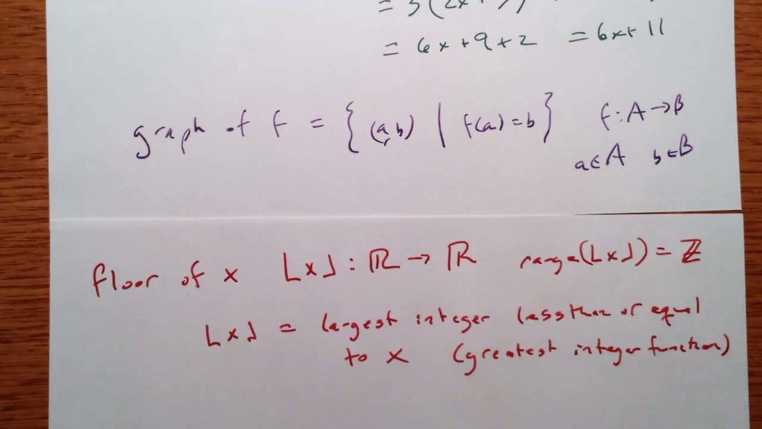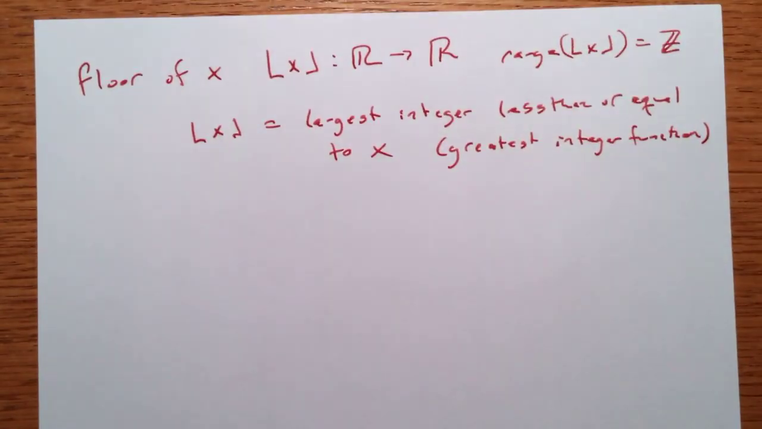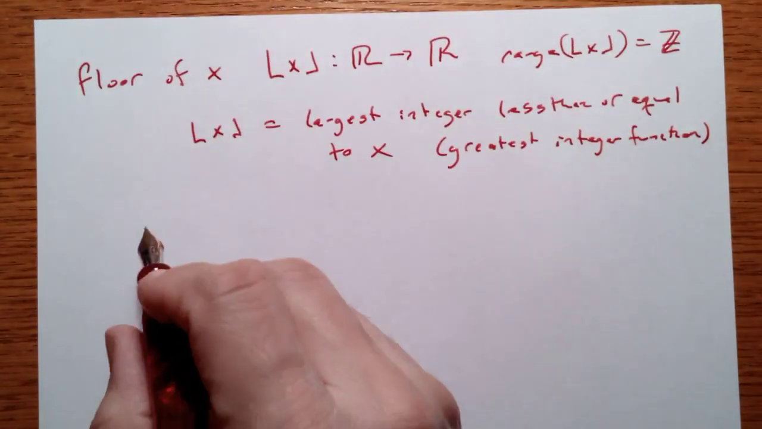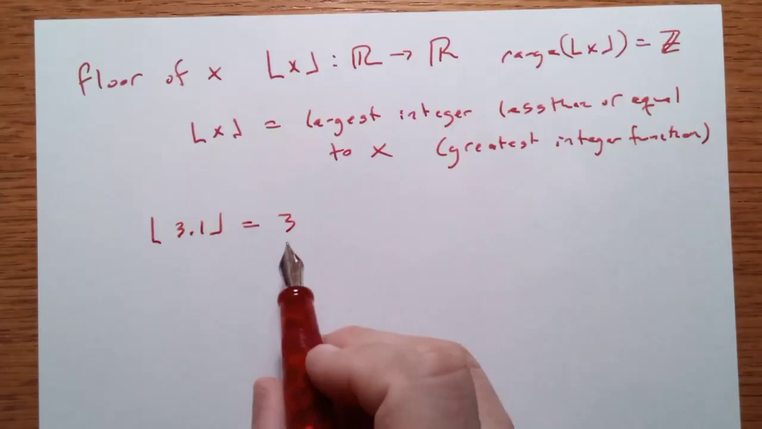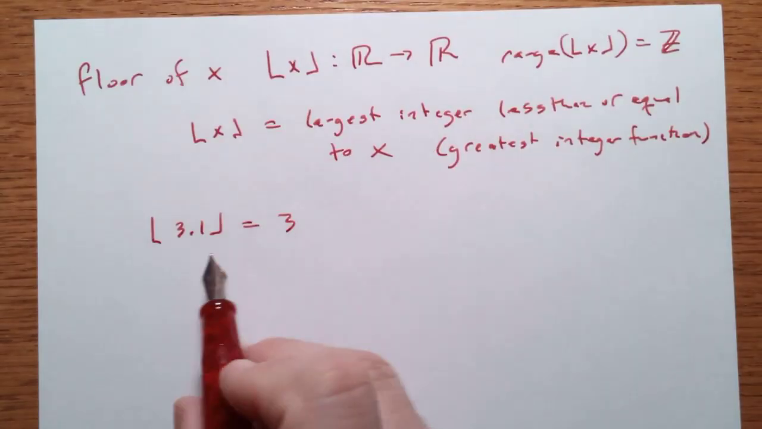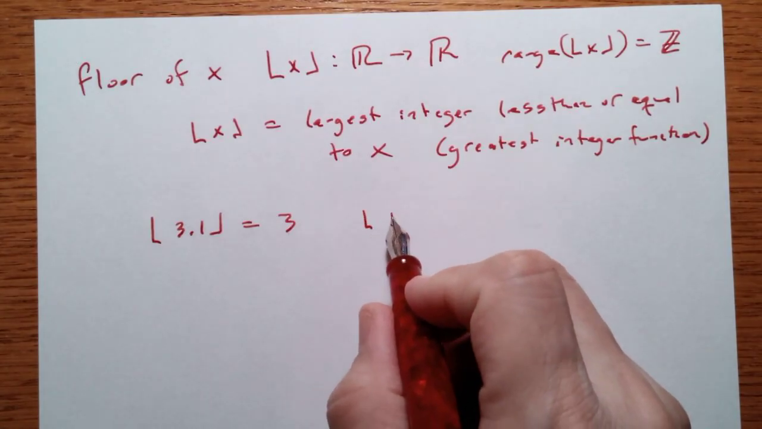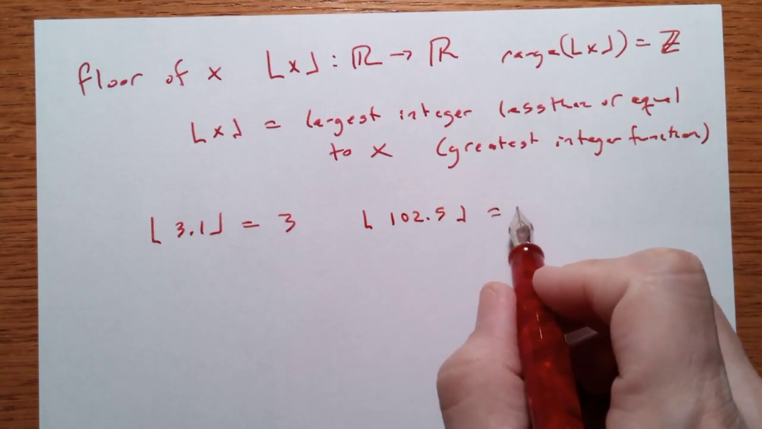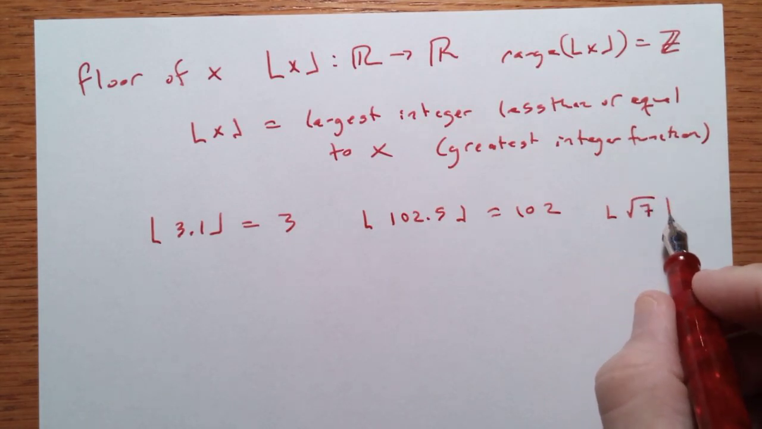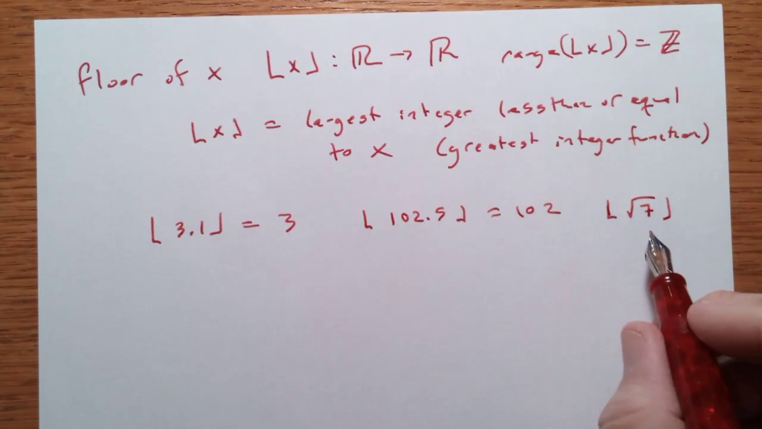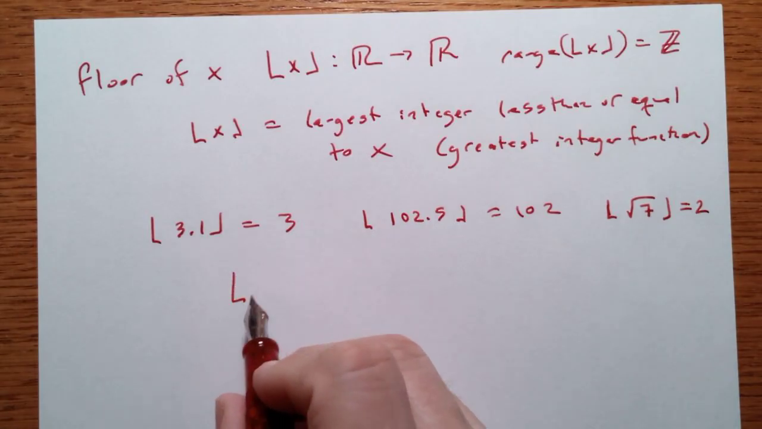Why am I calling it floor? Well, because what it really does is it takes a number and rounds it down. So the floor of 3.1 is 3. That's an integer. It's the largest possible integer that's still smaller than or equal to 3.1. The floor of 102.5 is 102. The floor of the square root of 7, well, the square root of 7 is 2 point something, is 2.